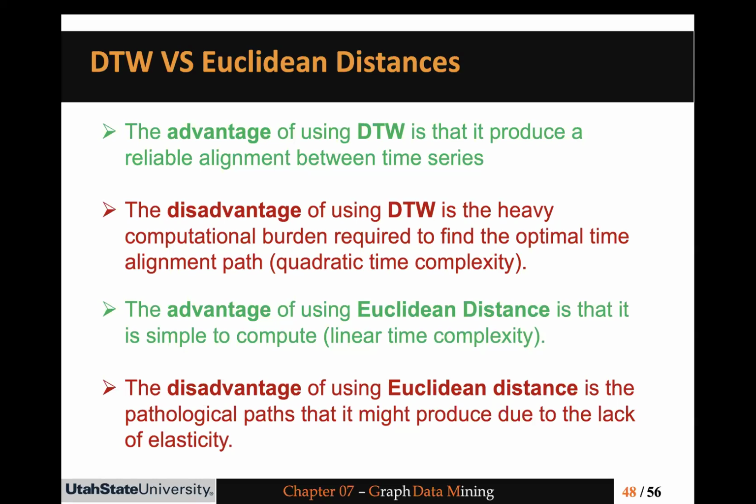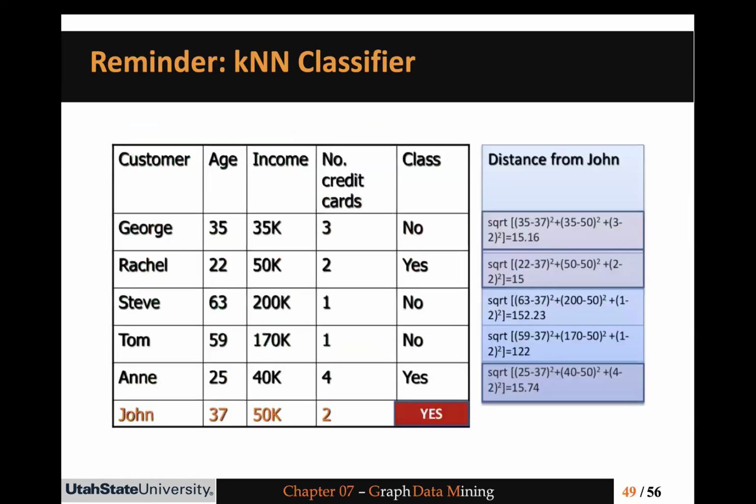The main disadvantage of DTW is that it's highly computationally complex, right? So it's quadratic time complexity in terms of big O notation here. The advantage of Euclidean distance or any LP norm is that it is cheap, it's linear time complexity, but it's not as accurate. That's the disadvantage here.